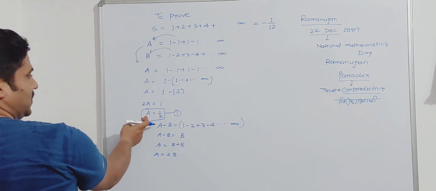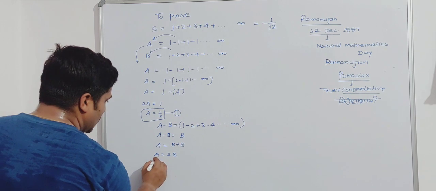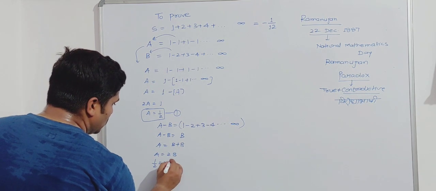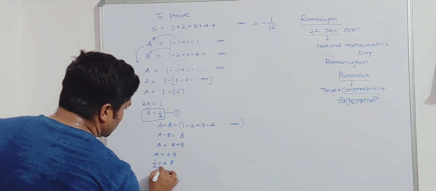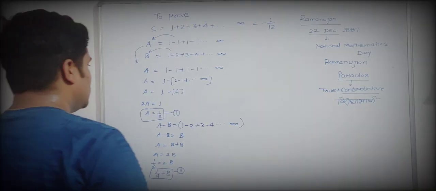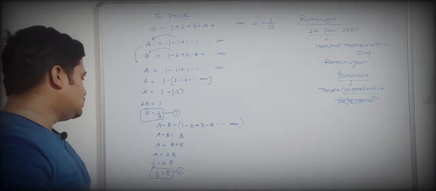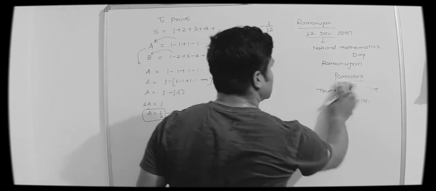But we have the value of A as 1 by 2. So in place of A we can put 1 by 2 from relation 1. So 1 by 2 is equal to 2B, or B is equal to 1 by 4. So this is the second relation that we got. Sure. So the value of A is 1 by 2 and the value of B is 1 by 4. I am going to remove these points.